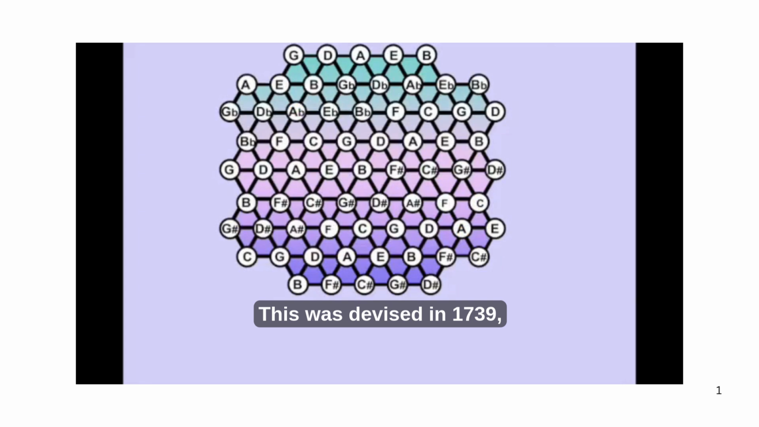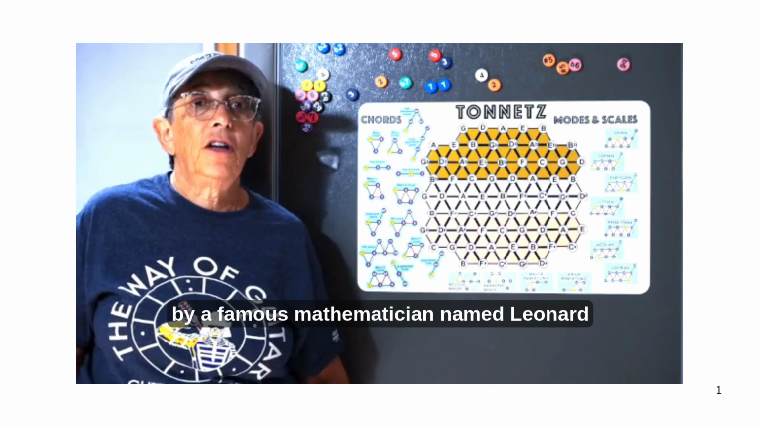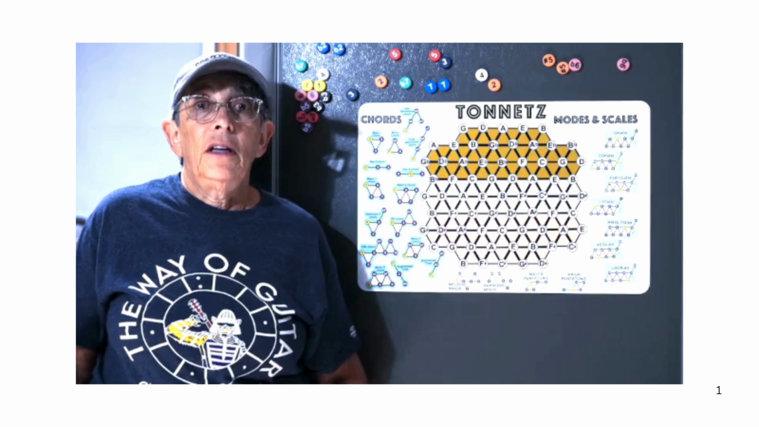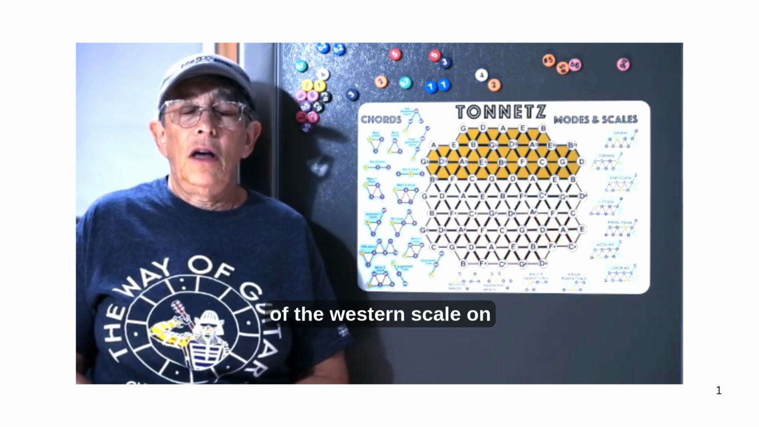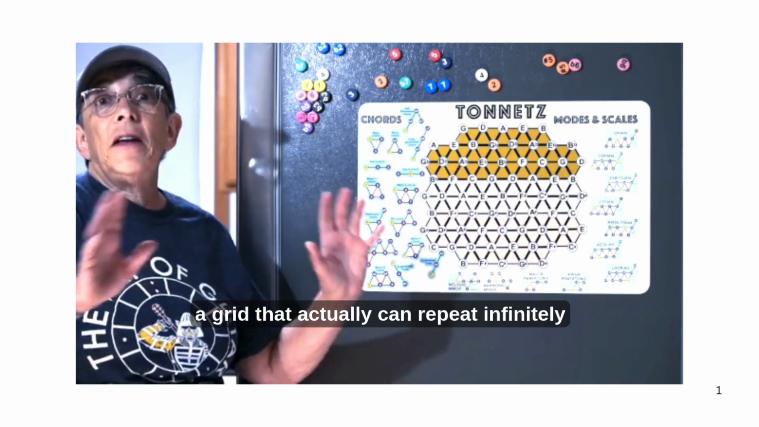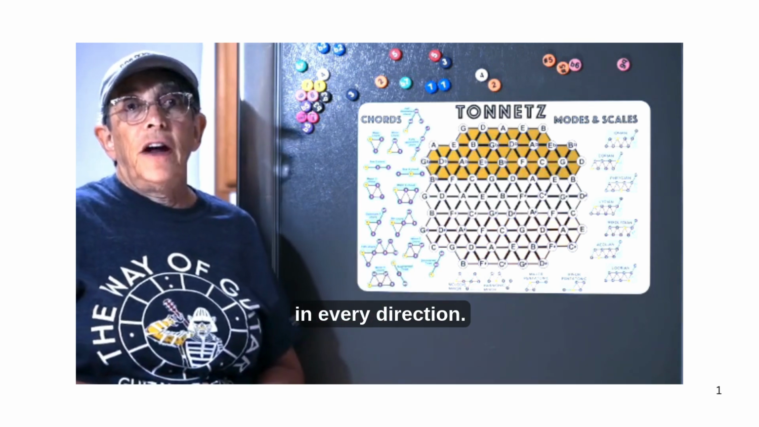This was devised in 1739, almost 300 years ago, by a famous mathematician named Leonhard Euler. He arranged the 12 notes of the Western scale on a grid that can actually repeat infinitely in every direction.